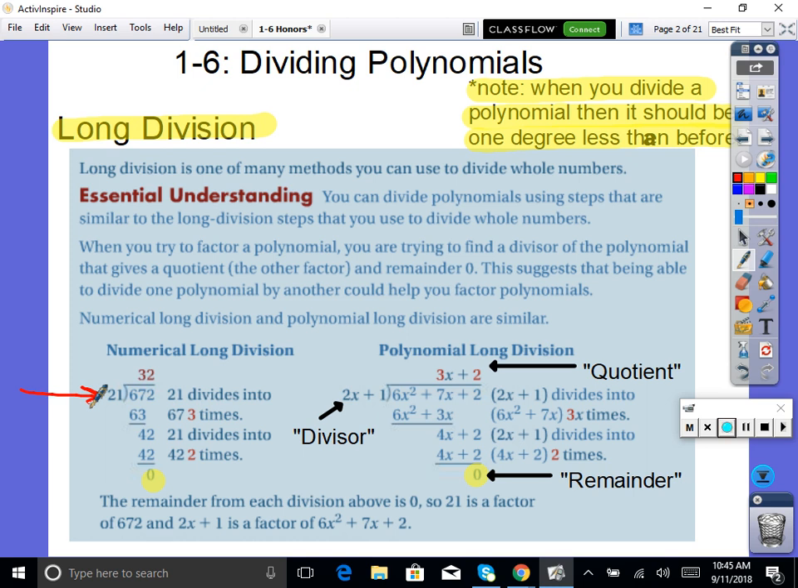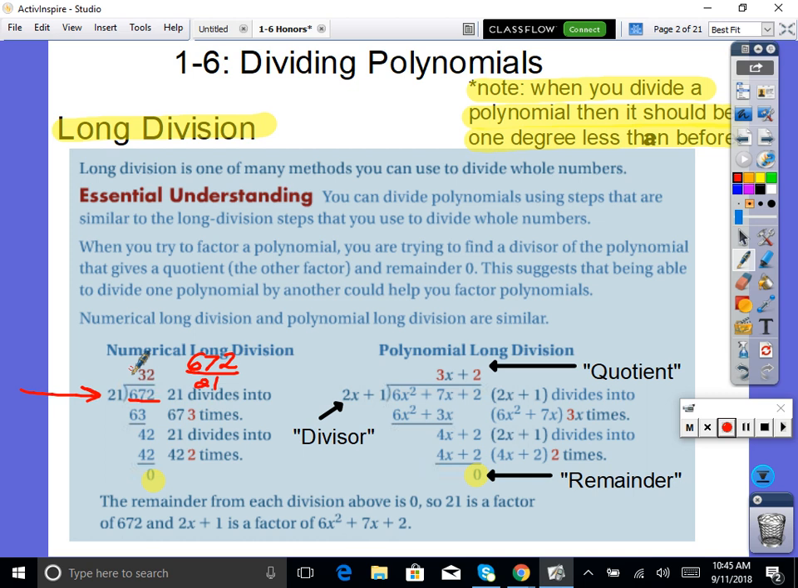So just some vocabulary words. Whatever we're dividing underneath here, this is what's being divided. So this is 672 divided by 21. Then this is called the divisor, because that's what we're dividing by. And then this is the quotient, what we get when we divide.